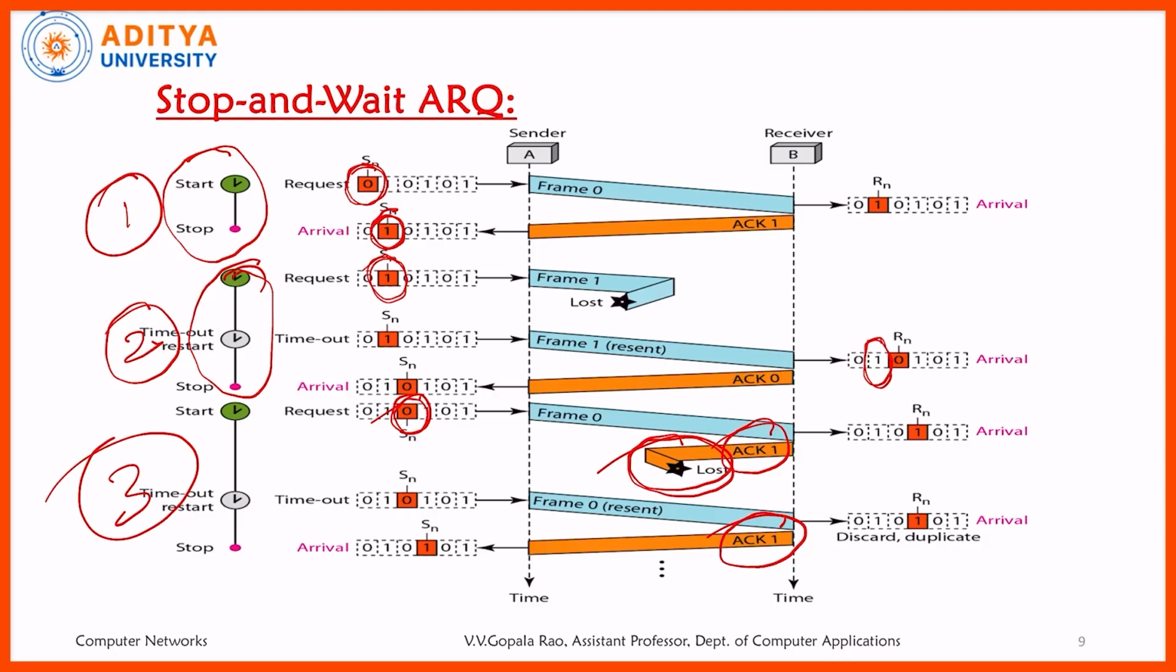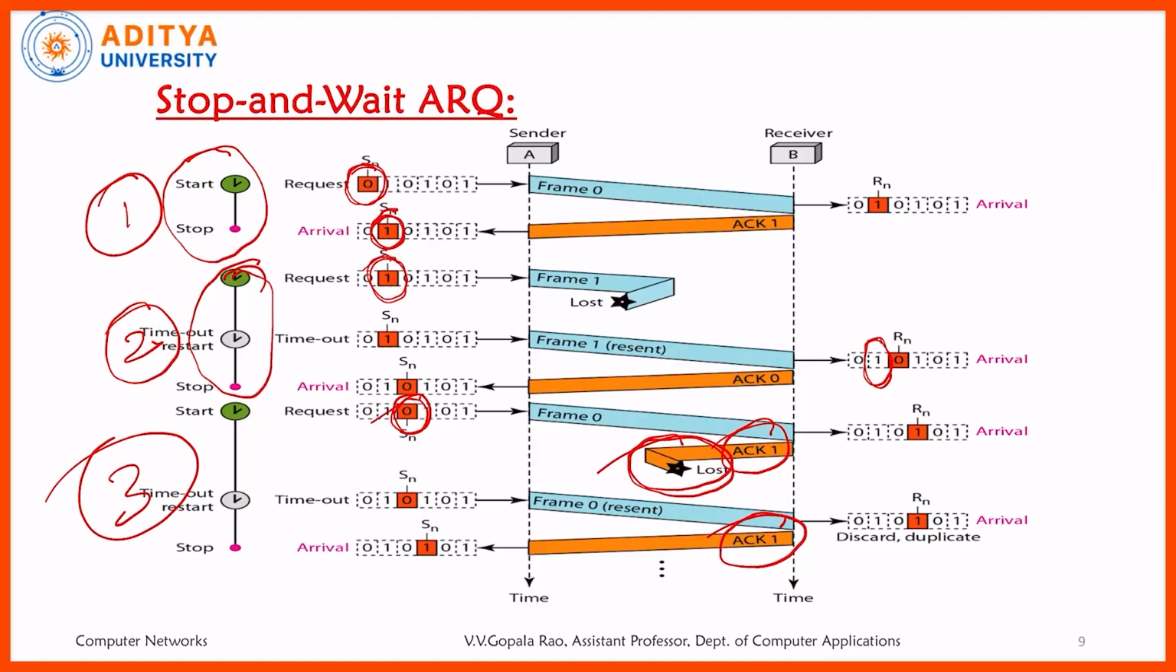Here the word ARQ means that the sender does not decide which frame is to be sent. The sender decides only based on the request made by the receiver in the form of ACK. ACK1 says the receiver is requesting frame number 1, and ACK0 says the receiver is expecting frame 0. This is how ARQ plays a very important role in stop and wait ARQ.